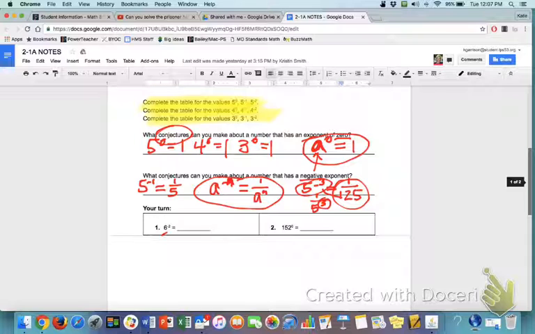6 to the negative 2nd power would be the same as 1 over 6 to the positive 2. And 6 to the positive 2 is 6 times 6, so our final answer is 1/36. Alright, 152 to the 0 would be equal to 1. Remember, anything to the 0 power is 1.